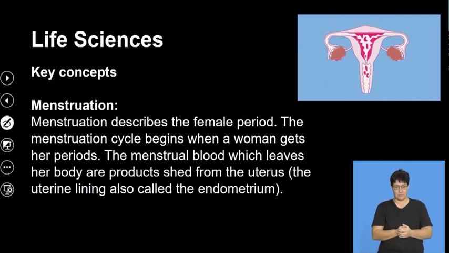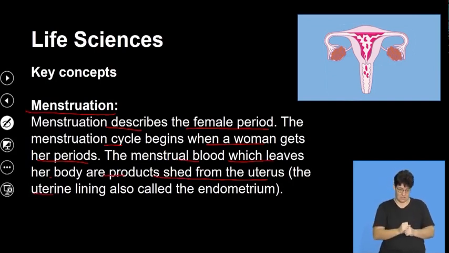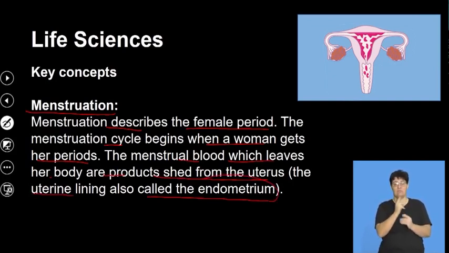Let's try and look at the concept of menstruation. Menstruation describes the female period. The menstrual cycle begins when a woman gets her period. The menstrual blood which leaves her body is made of products shed from the uterus, the inner lining of the uterus called the endometrium. Let's try and understand the context around menstruation.